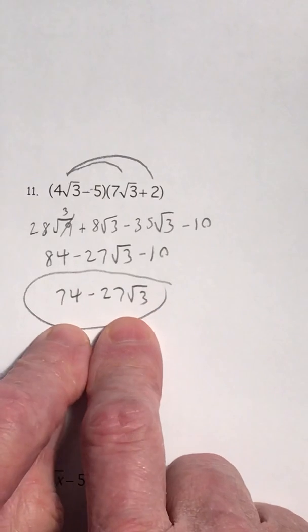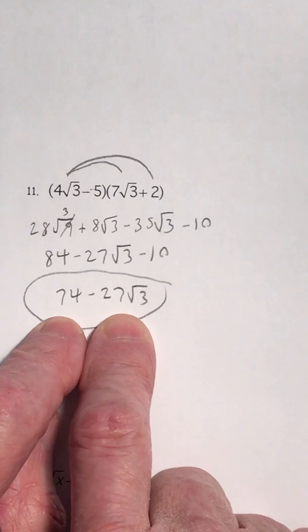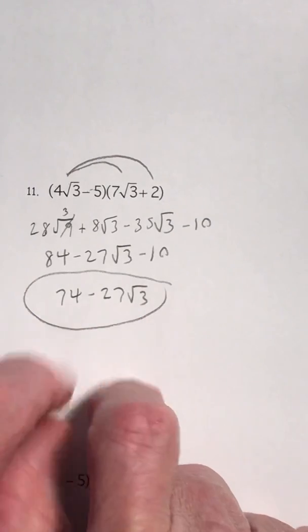And once again, we have unlike terms. These cannot be combined. So stop here for number 11.